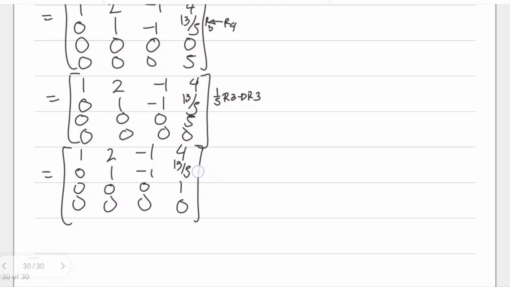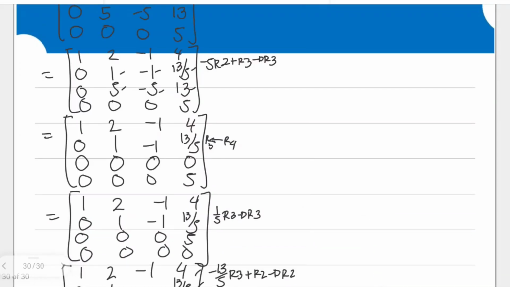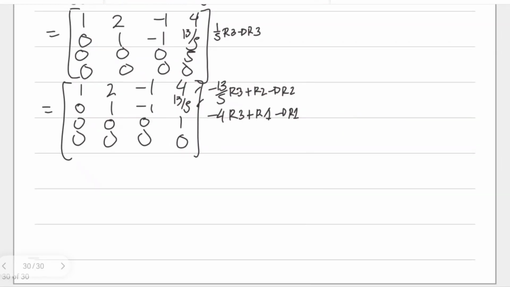So let's start with this 2. So negative 13 fifths of row 3 plus row 2, so that this would be 0. Then negative 4 of row 3 plus row 1 for new row 1, so that it will be 0. Okay. Whatever be the result here, I'm going to write it in the other part here so that we will have a lot of space here.